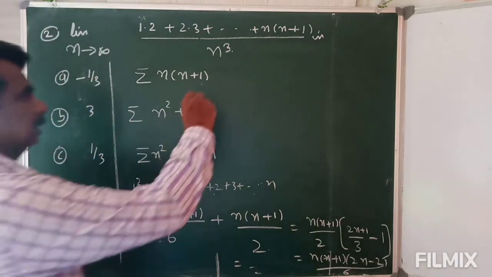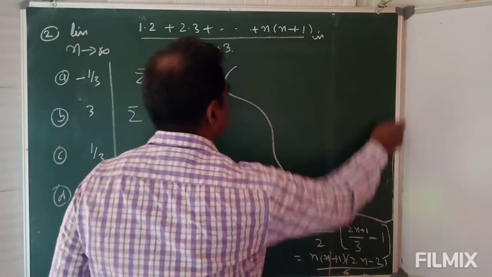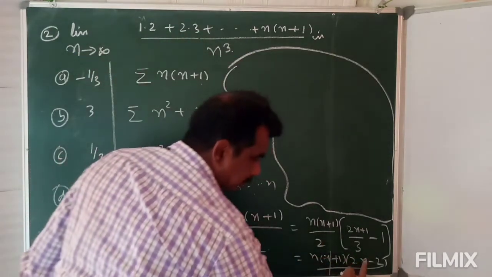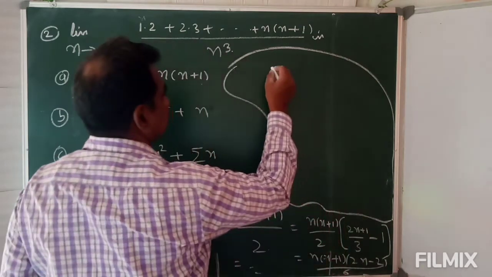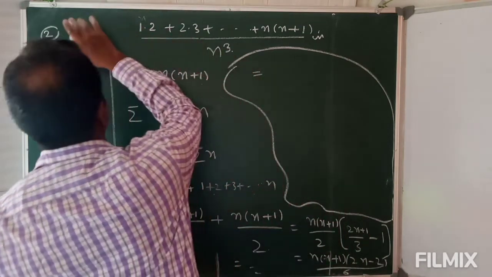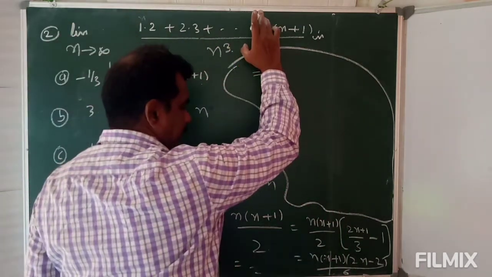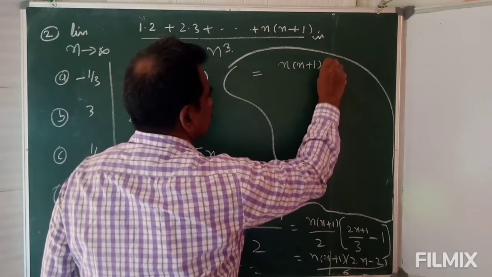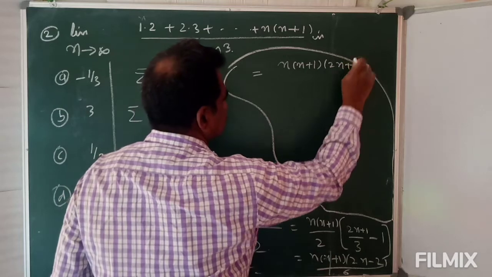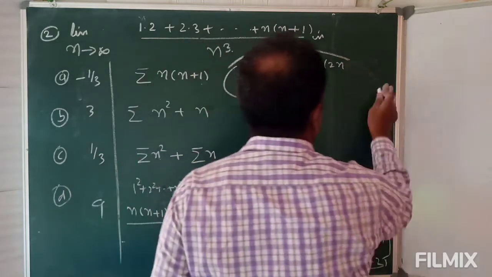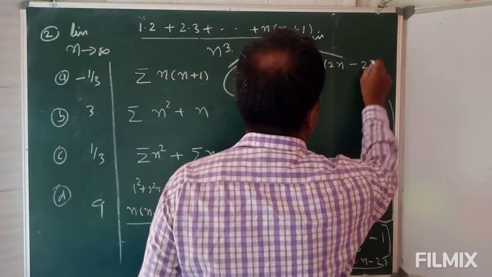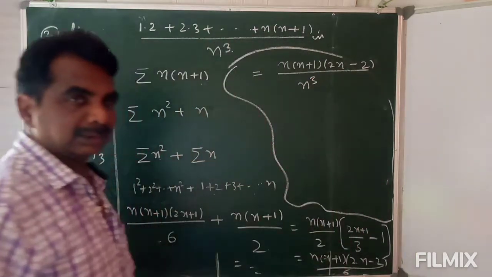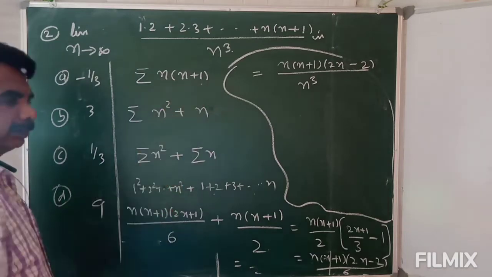Write it. Now n into n square into n cube. Now this is limit tends to infinity of the total. What is this? n into n plus 1 into 2n minus 2 divided by n cube. This comes in the polynomial.